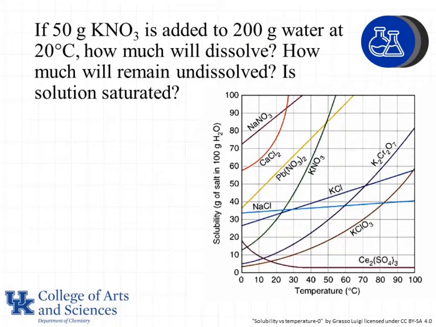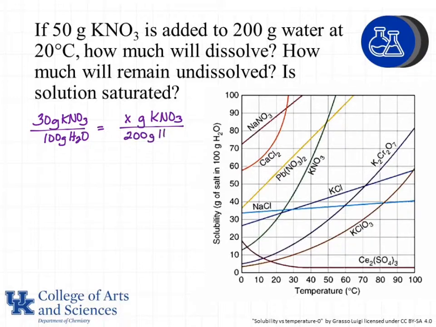If 50 grams of KNO3 is added to 200 grams of water at 20 degrees Celsius, how much will dissolve, how much will remain undissolved, and is the solution saturated? We know that 30 grams of KNO3 can dissolve in 100 grams of water, and this is the maximum amount that will dissolve. Because we're dealing with 200 grams of water, we need to set up a proportion to determine the maximum amount that will dissolve in 200 grams of water. When we solve for X, we end up with 60 grams of KNO3, and this is the maximum amount that will dissolve in 200 grams of water.